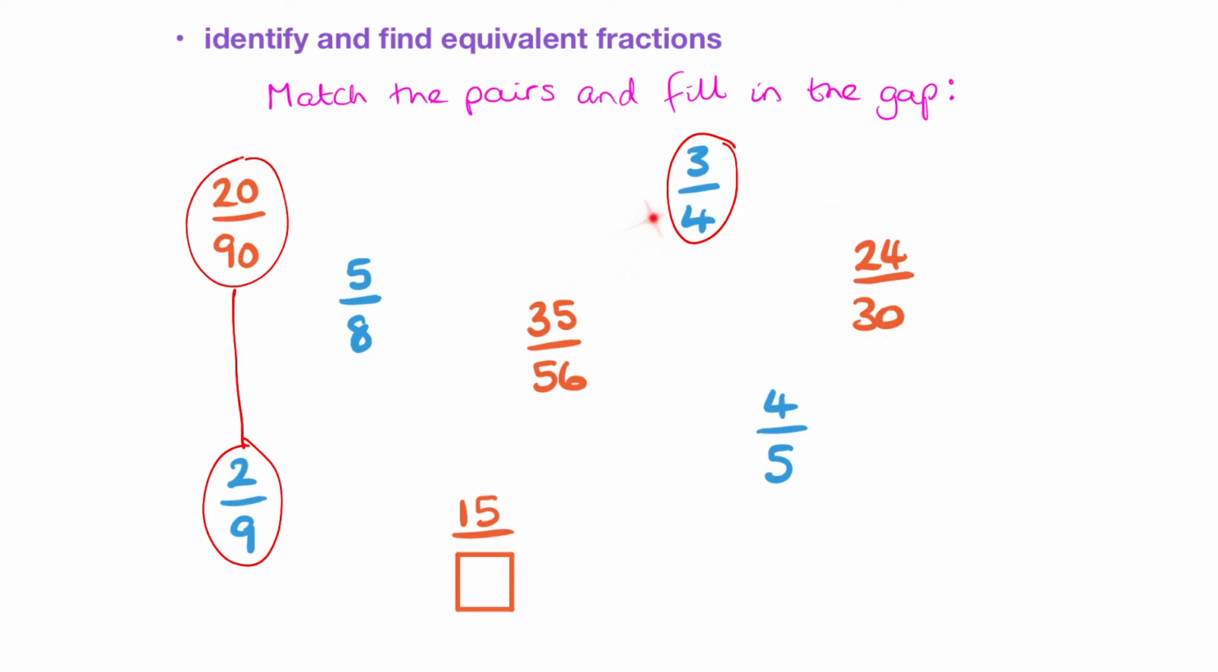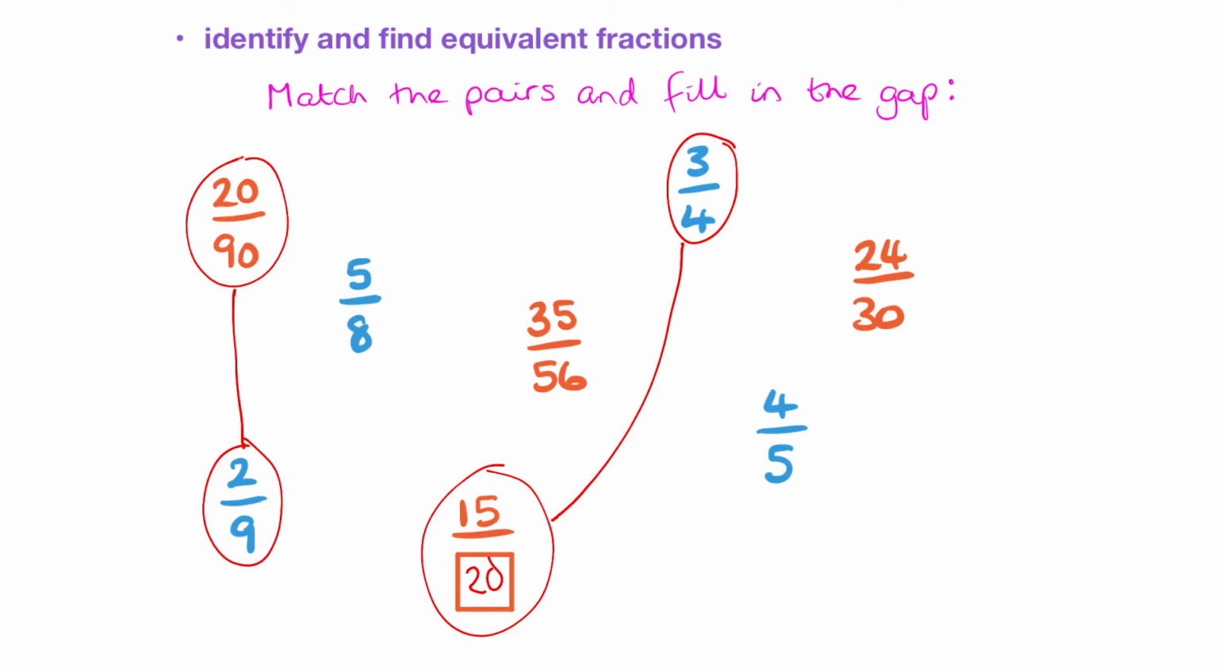So let's think about this one because that's the next closest. Is 3 times something 35? Well, 35 is not in the 3 times table. So we wouldn't be looking at this fraction as being equivalent to that one. So we need to look down here. So 3 times 5 is 15. So the bottom number would have to be 4 times 5, which would give us 20. So 15/20 and 3/4 are matching pairs, okay?